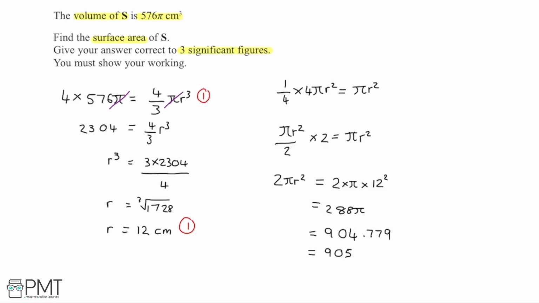The next mark is for a process to find the curved surface area, so a quarter of the surface area. And then another mark for finding the complete surface area, so doing this kind of sum to get 2 pi r squared. And then for subbing in the values and getting the correct final answer to 3 significant figures, we gain this final mark here for the answer of 905 centimetres squared.